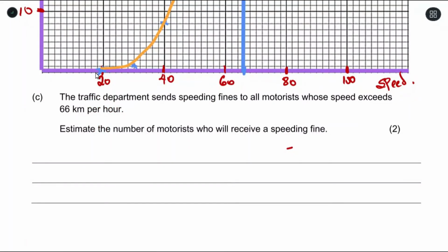Now at 66 kilometers per hour, the cumulative frequency is 45. Because they're asking for speeds exceeding that, we need to subtract that 45 from the total number of motorists. Since our total was 55, we subtract 45 from 55. It will give us 10. So we can say that 10 motorists would receive a speeding fine. That will be our answer. That's it.